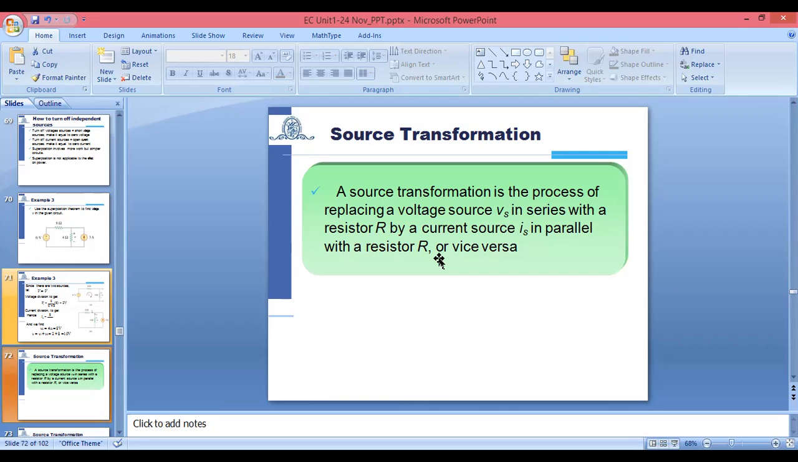How can we convert? When we use source transformation, it is the process of replacing a voltage source that is in series with a resistor by a current source that is in parallel with the resistor. Or we can convert a current source with a resistance connected in parallel into a voltage source with the same value of resistance, but that resistance will be in series.